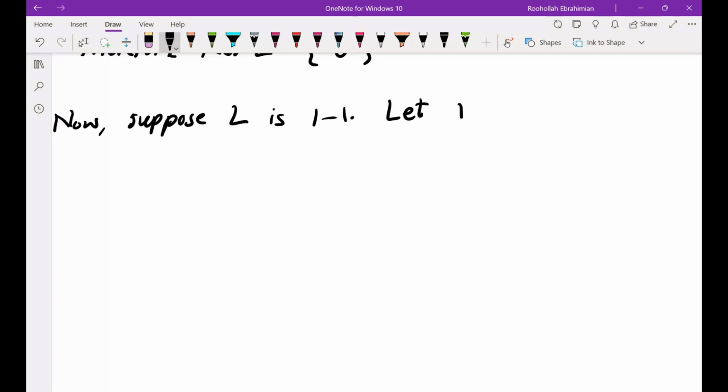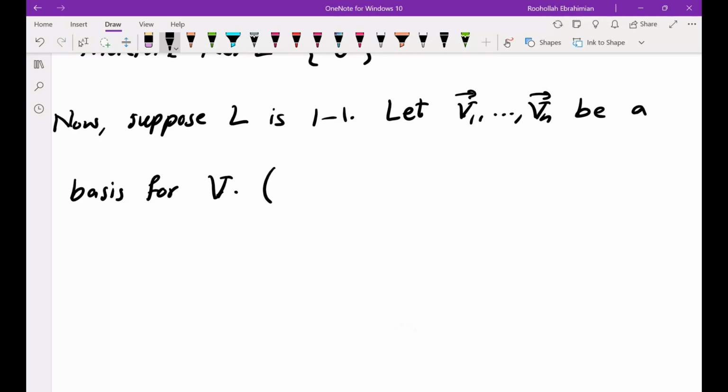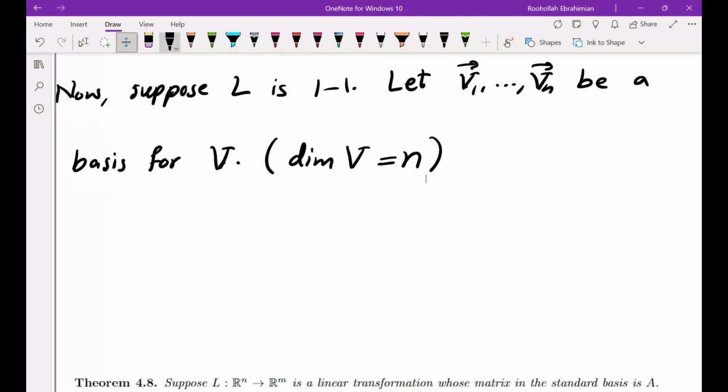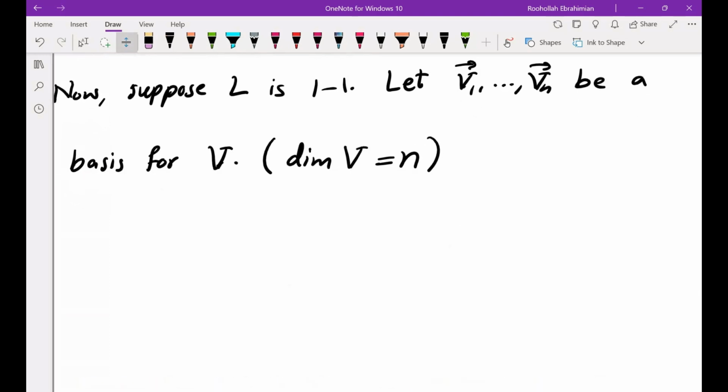So let V1 through Vn be a basis for V. What I need to show is that the image also has a basis of size n. So this basically means that the dimension of the image of L is n. Now, the most natural thing to do would be to take the image of these elements and then show that L of V1 through L of Vn is a basis for the image.